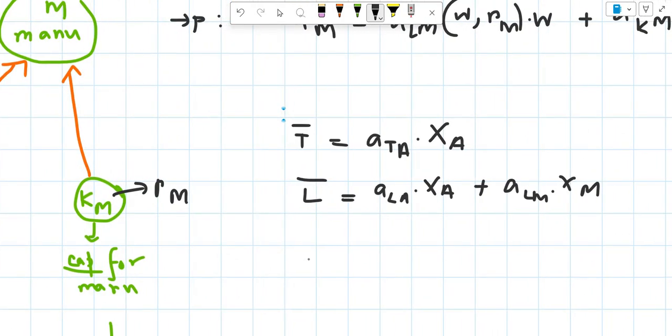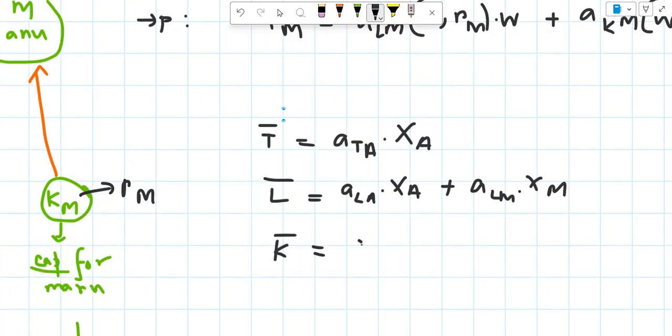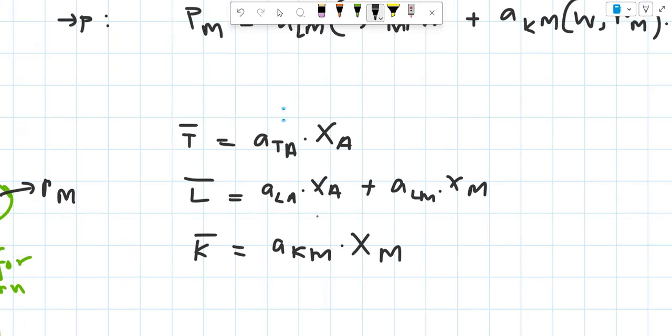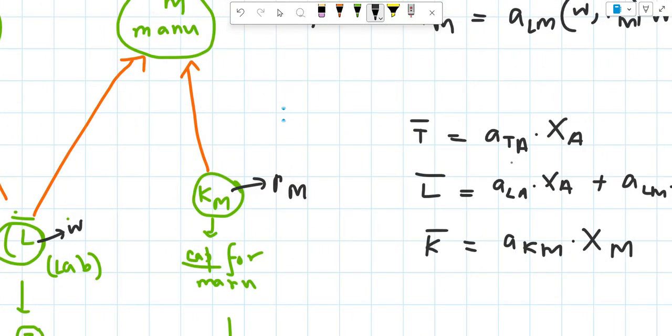You have Kn or K, whatever way you want to mention. K is being entirely used by the manufacturing sector, so K goes into the manufacturing sector. This is for 1 unit of output in the manufacturing sector, and the total output is Xm. So that is the total demand of capital by the manufacturing sector. Because we have three factors, we have three equations on this side.